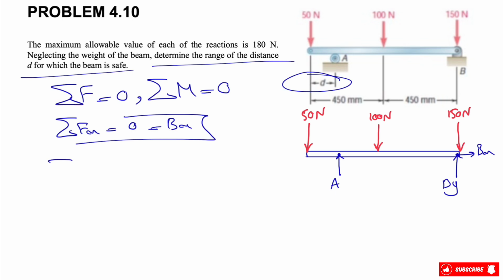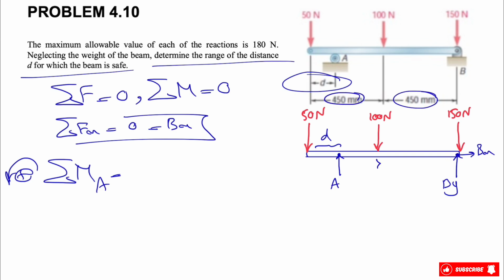Let's start with the moment about point A, counterclockwise positive as always. We have this distance D, and we have these two 450 millimeter distances in the figure. If we want to write it in meters, we divide by 1000, and it will be 0.45 meter.